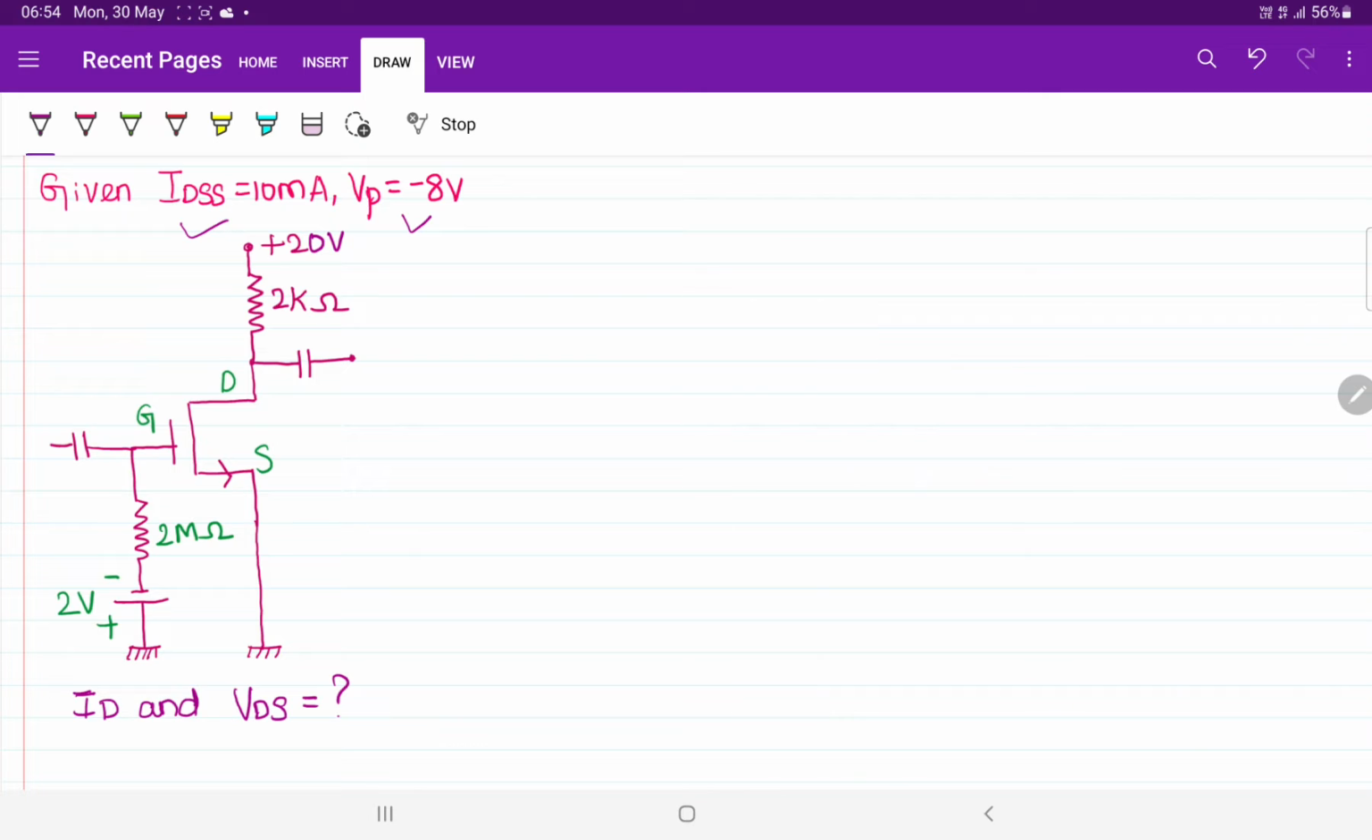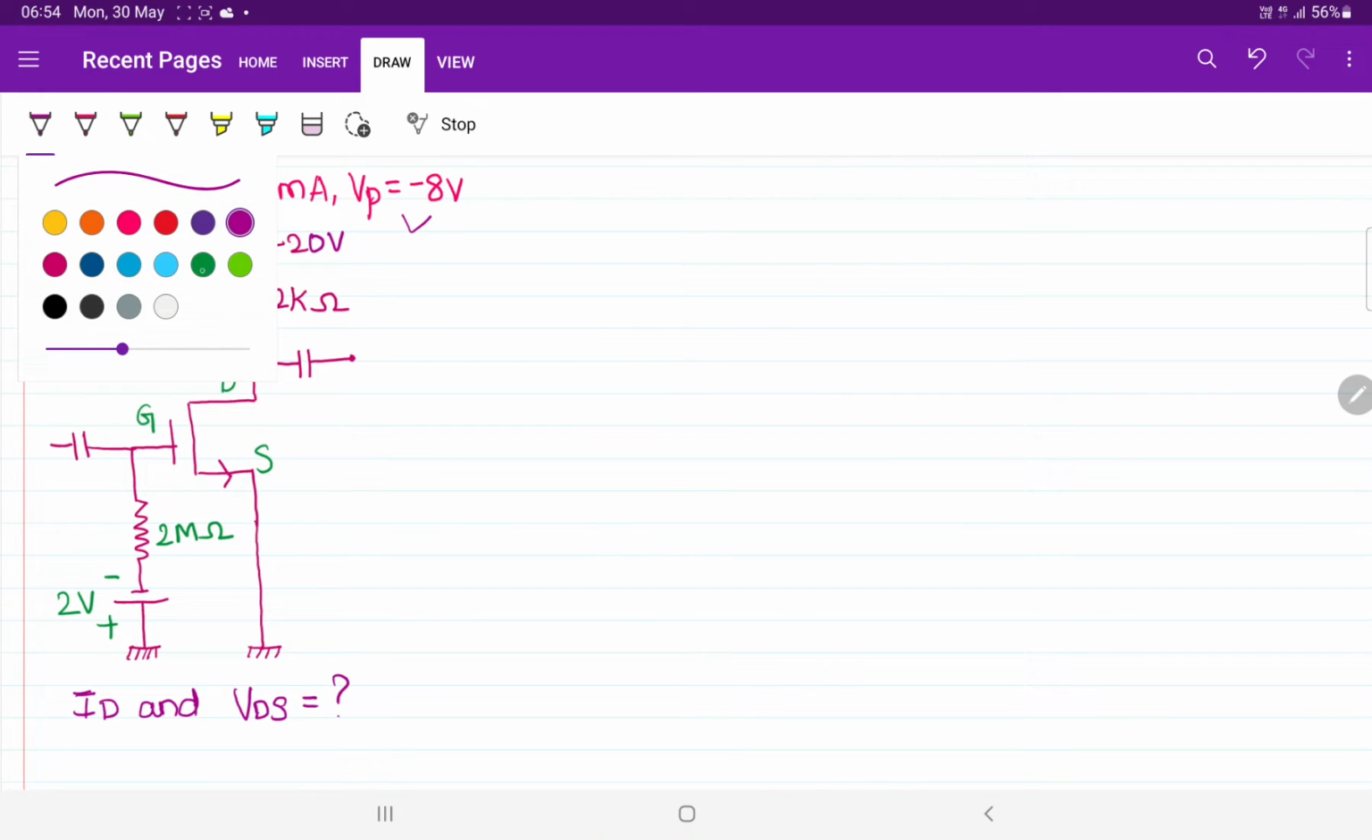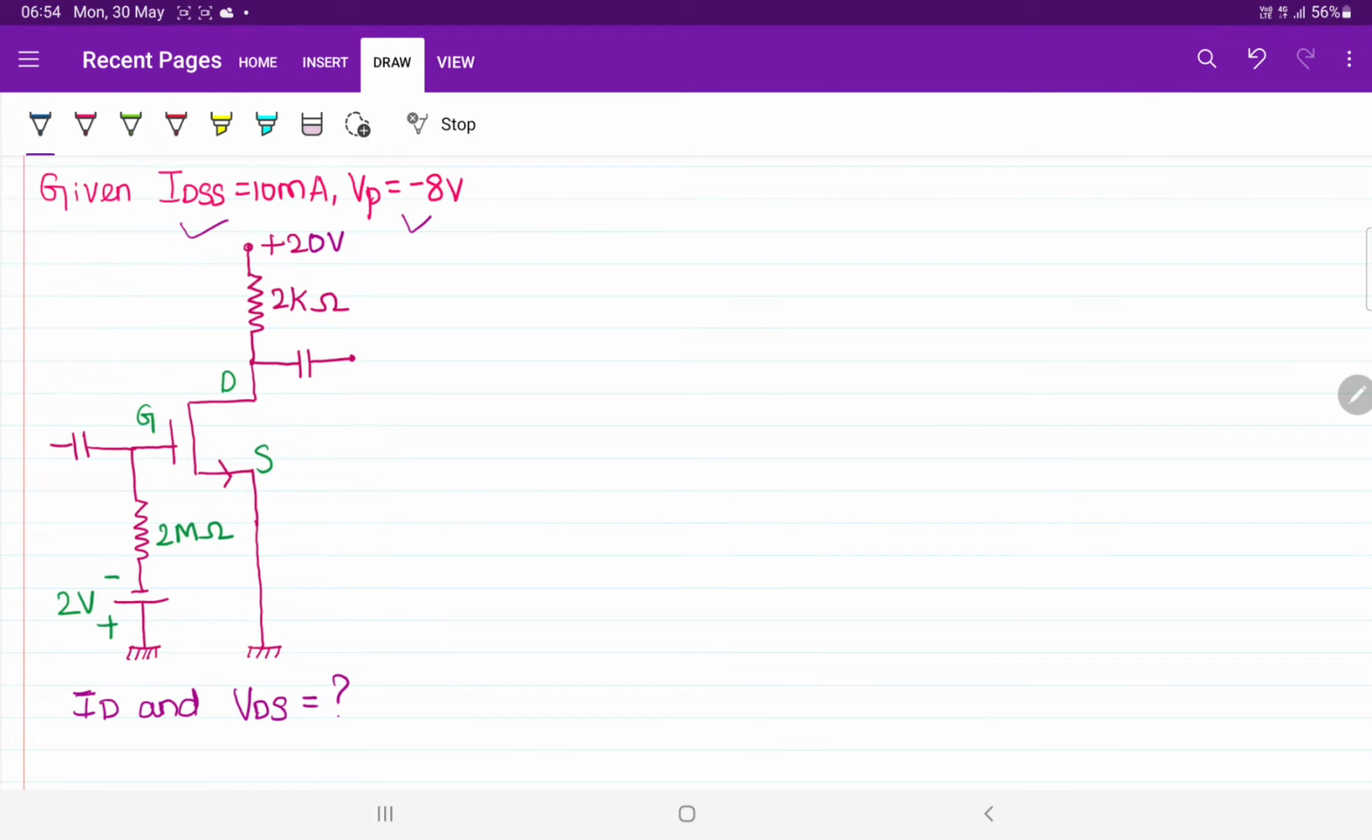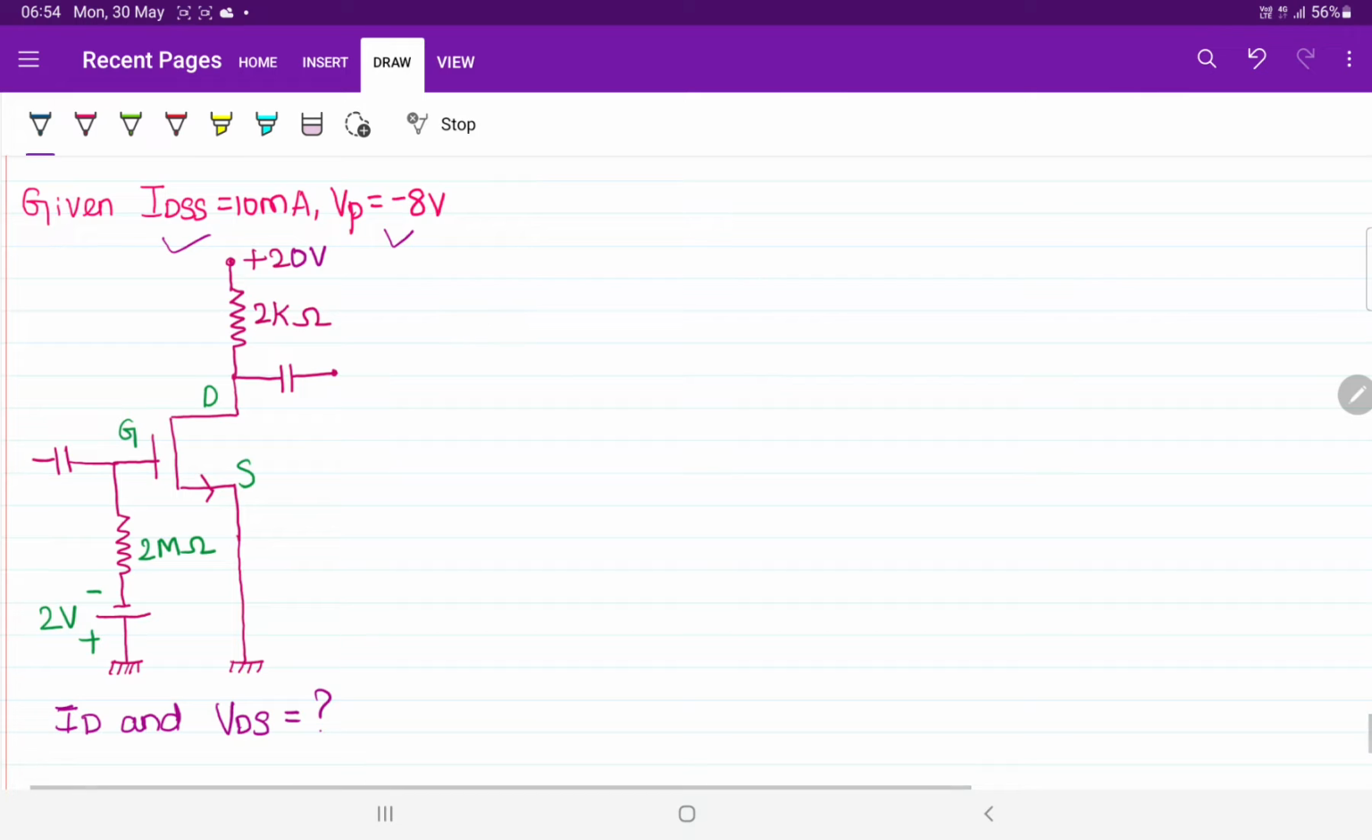Okay, sir, how to solve this question? If you observe the question carefully, they have given one more data. What is the data, sir? VP equal to minus 8. In our previous problems, I was talking only about VT, which means threshold voltage. Then what is this VP, sir? When this VP is given and IDSS is given, what is the actual meaning of this?